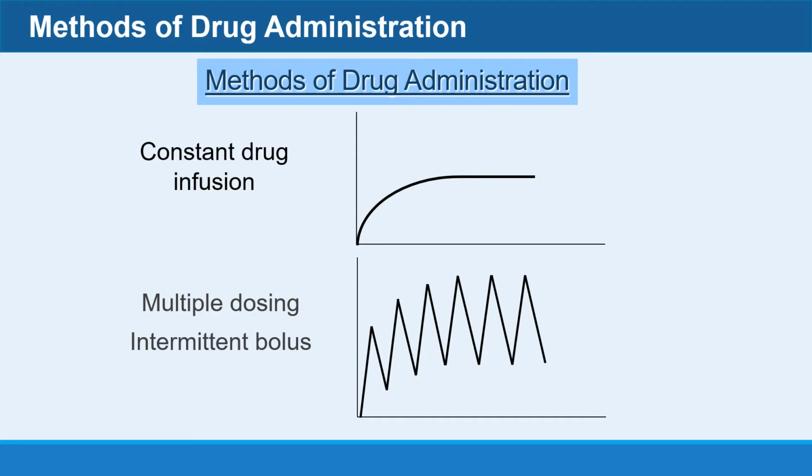Here are two different methods of drug administration. In constant drug infusion, a certain amount of drug is given as a continuous infusion over a period of time. In multiple dosing of intermittent boluses, a certain amount of drug is given intermittently at different intervals over a course of a time period.